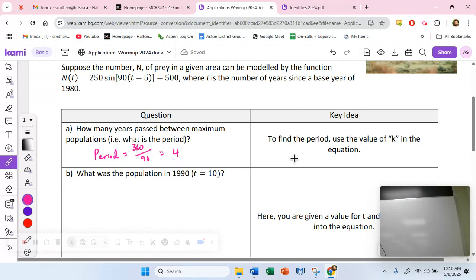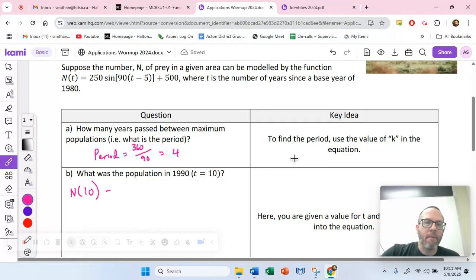So our model gives us how many prey there are after 1980. So t equals 0 is 1980. For 1990, we're going to plug in t equals 10. I don't think we've done a question like this before. We're going to take our equation, replace t with 10, and find out how many, I'm just going to say zebra, because that's in the picture. How many zebra there are. So we are evaluating n at 10.